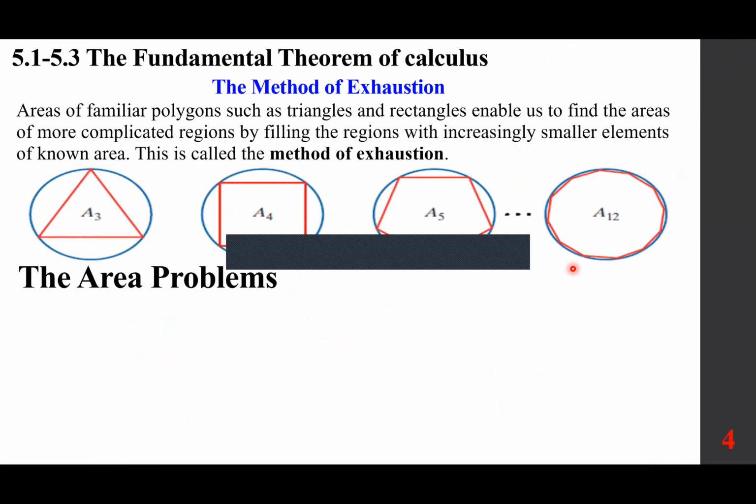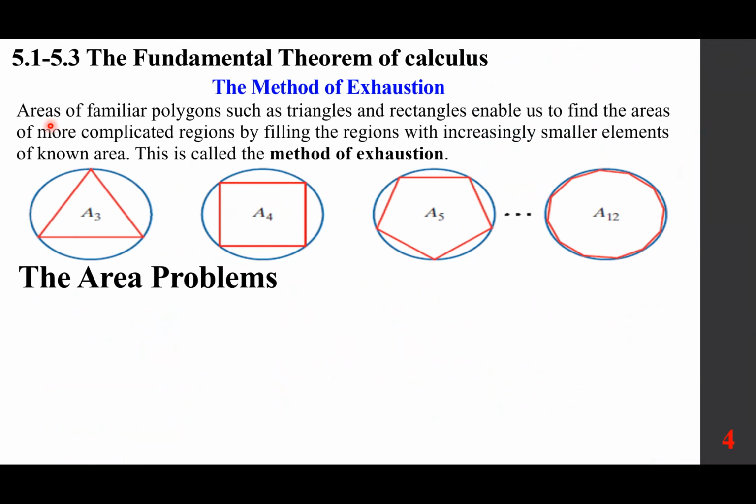All right, the method of exhaustion. Areas of familiar polygons such as triangles and rectangles enable us to find the areas of more complicated regions by filling the region with increasingly smaller elements of known area. This is called the method of exhaustion. What do we mean by that?